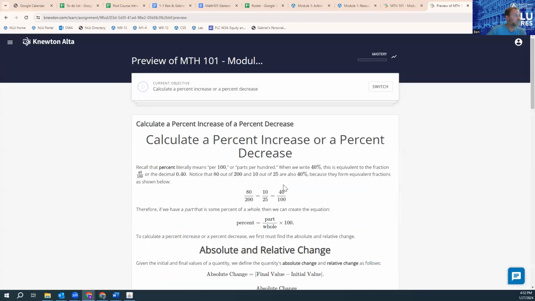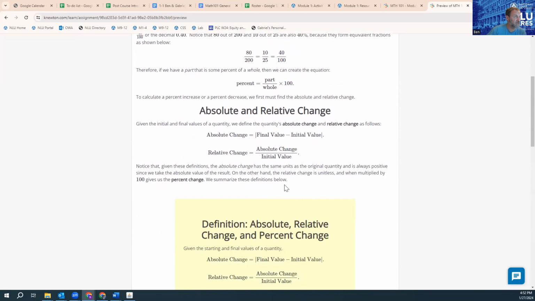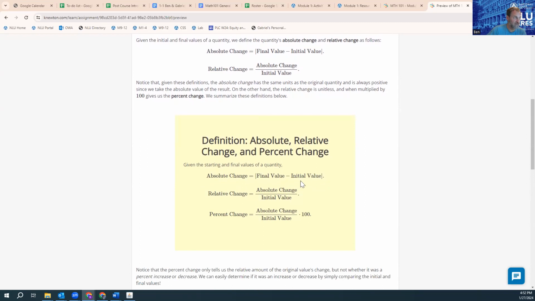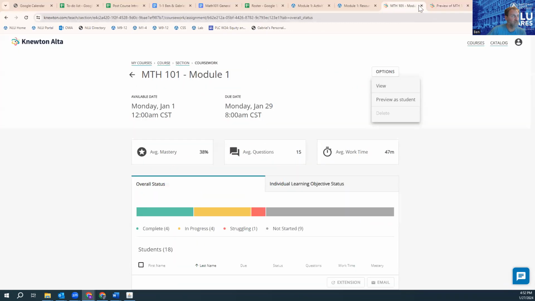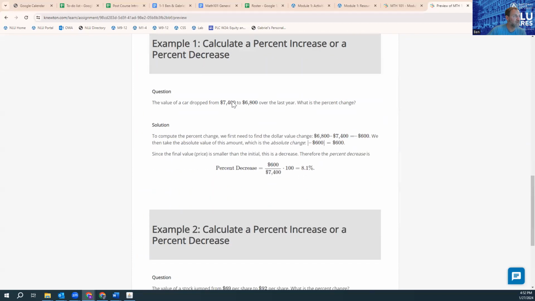The instruction, okay. So percent, right? Absolute relative change: final minus initial, taking the absolute value of that. So we're going to take where we ended up minus where we started, but it says absolute value. So that makes me think that it's not worried about the sign. Oh, this has some examples, 7,400 to 6,800. Oh, this is good because it's a decrease. In my situation, it's a decrease too. So 600 is the absolute change.